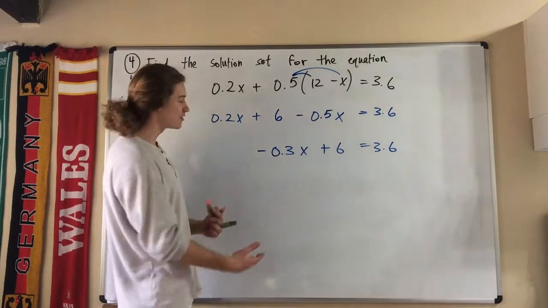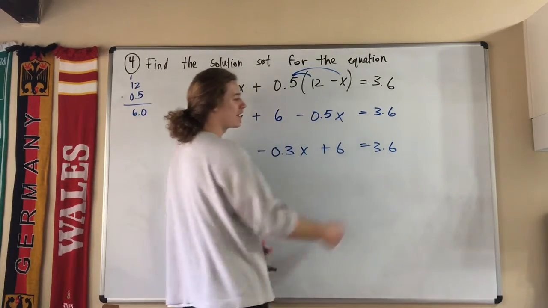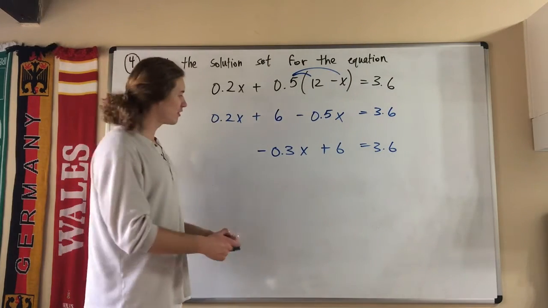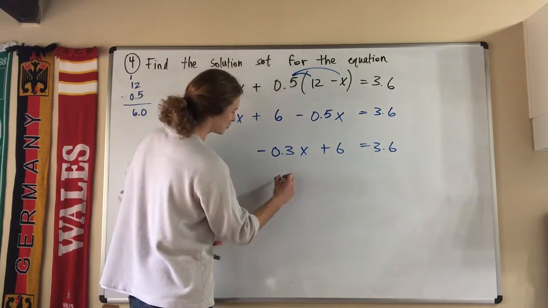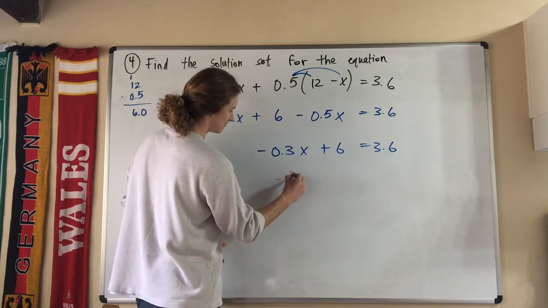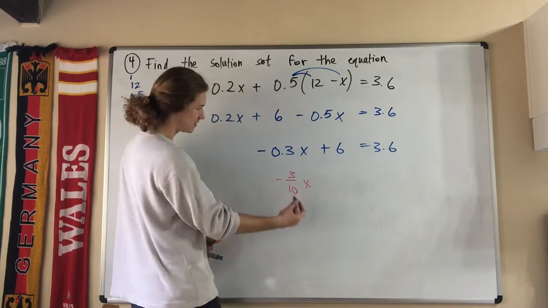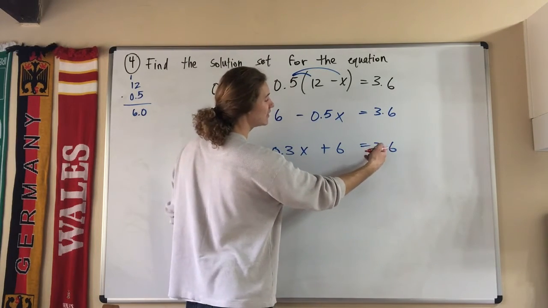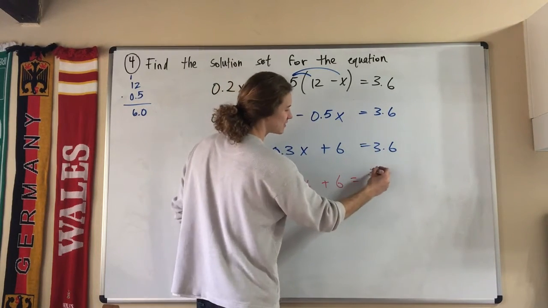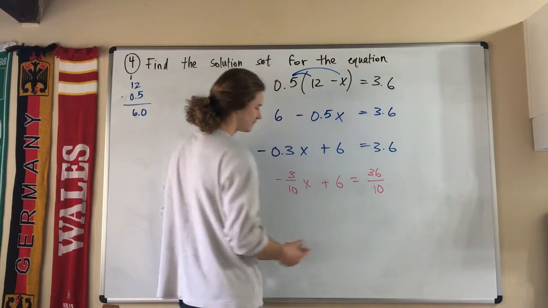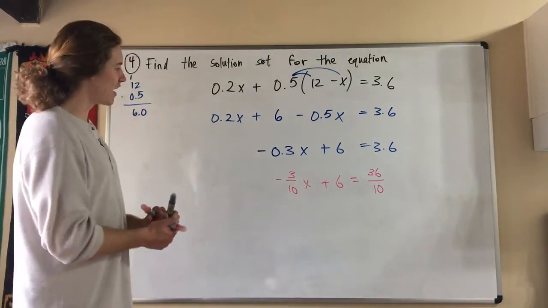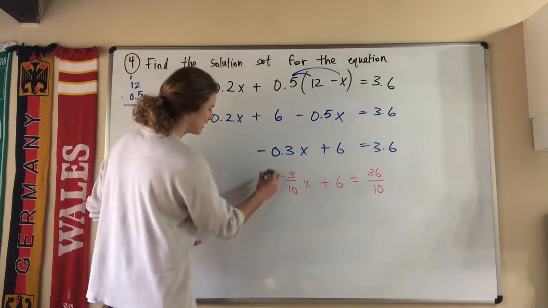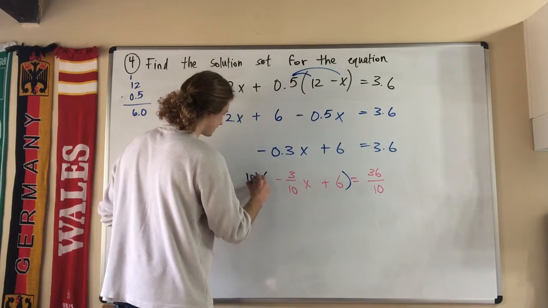Or in other words, if I chose to rewrite these decimal numbers, they would have denominators of 10, and that's why we want to multiply by 10. Just to be sure that we know what's happening there, I'm going to rewrite these as fractions. Notice that negative 0.3 can be written as negative 3/10, plus 6 equals 3.6, or 3 6/10, which can be written as 36/10. Again, either way, hopefully you can see now that if I multiply both sides by 10, I can get rid of these decimals.